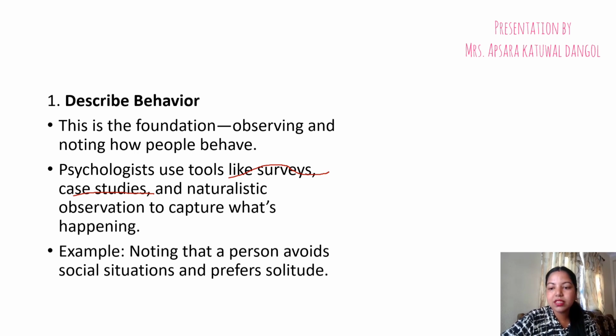So, whenever there is a client for counseling, first of all, what the psychologist does is they try to describe the behavior of the person. Like said in the example, noting that a person avoids social situation and prefers solitude. That means he or she is happy being alone.